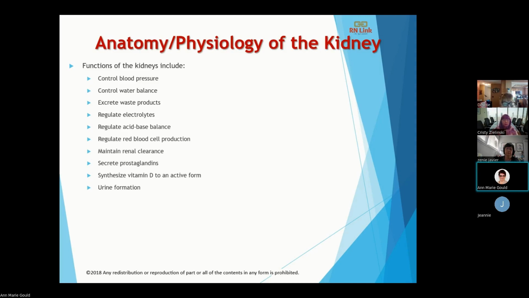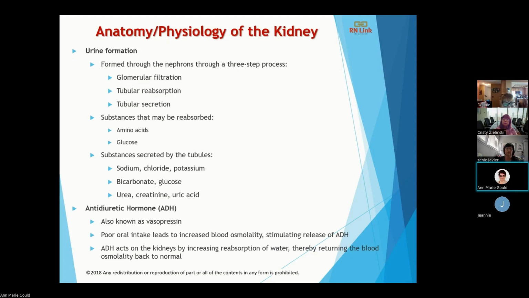The big thing that we're going to look at today is your urine formation. We're going to do a little deep dive into that because I think it's important to know what we're looking at when it comes to the urine background. So urine is formed through the nephrons through a 3-step process. You have your glomerular filtration, tubular reabsorption, and then you have secretion by the tubules.